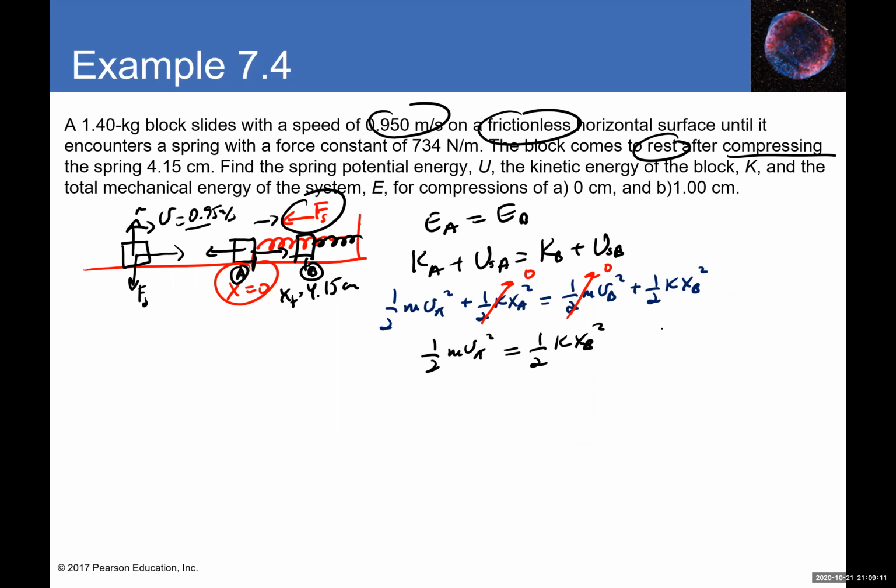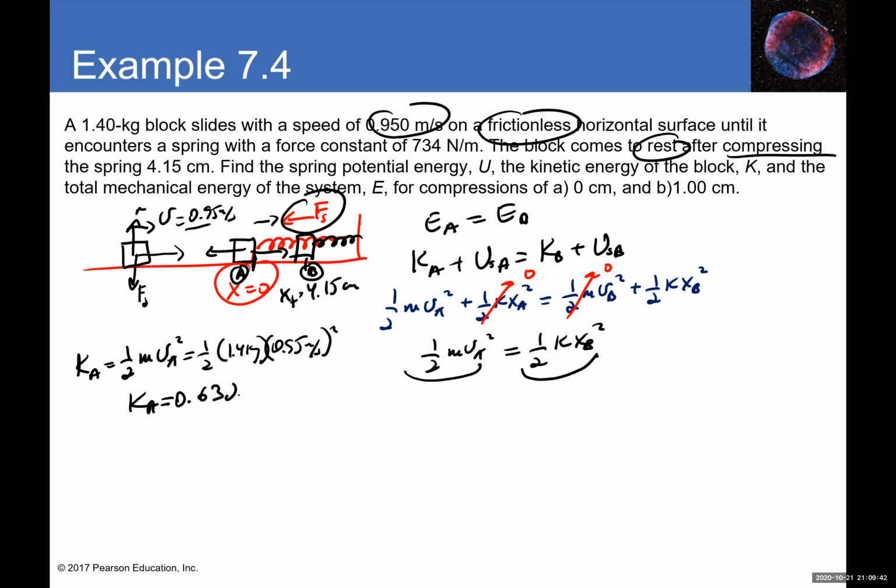So I can technically calculate that two different ways because the potential energy is equal to the kinetic energy. I can solve for kinetic energy because I have that, right? Kinetic energy at point A is equal to 1 half times mass times speed at A squared. So it's 1 half times 1.4 kilograms times 0.95 meters per second squared. Kinetic energy at point A is 0.632 joules, which is one of the things I needed to calculate anyway.